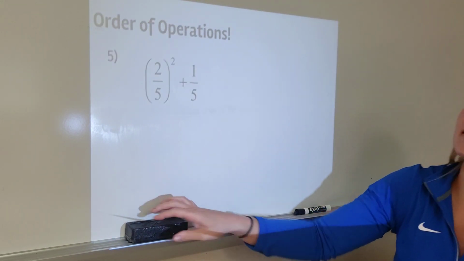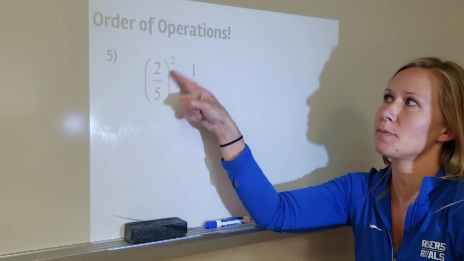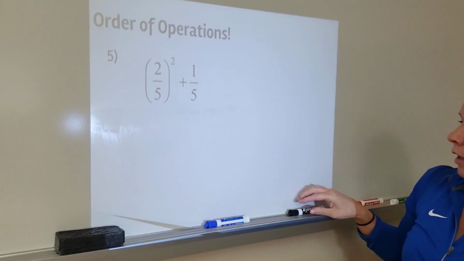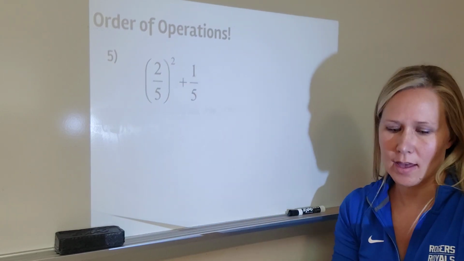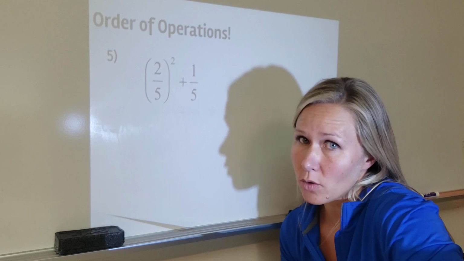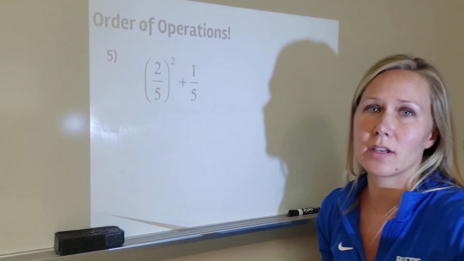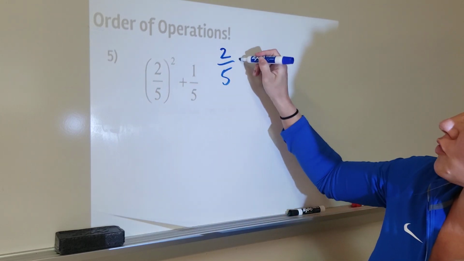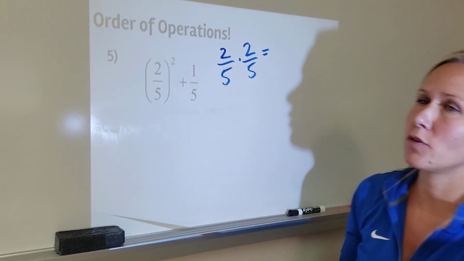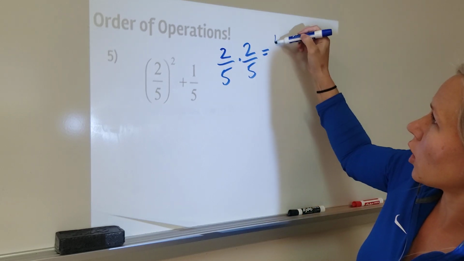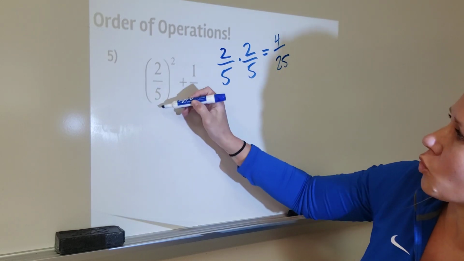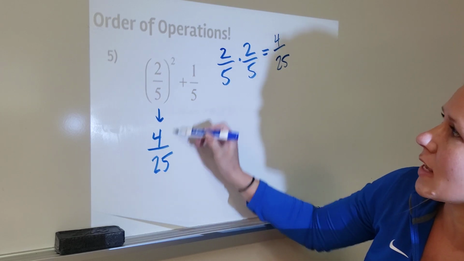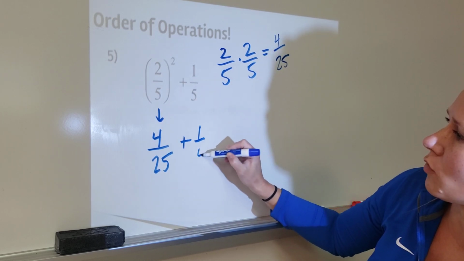Okay, let's try this one. We're going to see some order of operations. We got exponent here and then addition. So give it a chance, copy it down. Now whenever I'm showing this to kids, I always say, when in doubt, write it out. So I don't want you to do this exponent in your head. Write it out. So if I have 2/5 to the second power, I really have 2/5 times 2/5. And if you write that out, that's 4/25. So right here, just by doing the exponent part, I have 4/25. Now I can bring down the rest, plus 1/5.